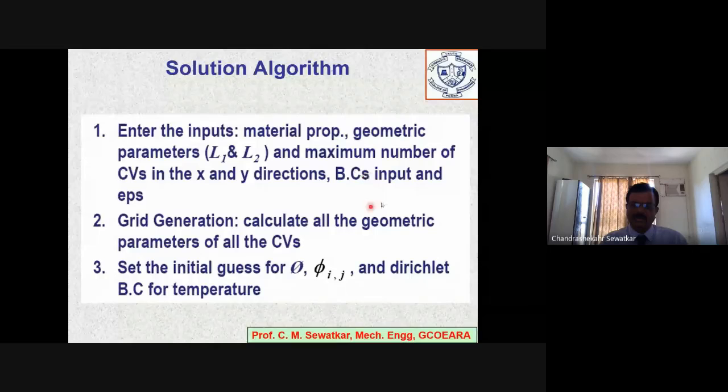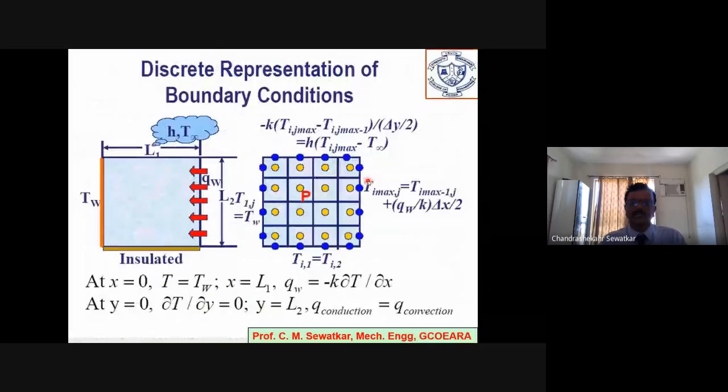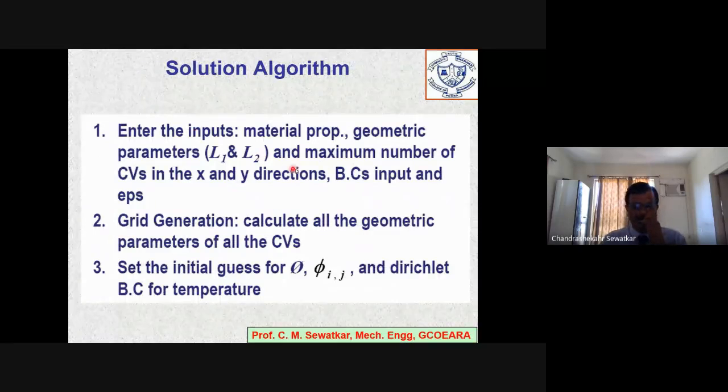I'm not saying the actual boundary condition. Boundary conditions input, I mean to say you need to input the value of H, the heat transfer coefficient, and T infinity. So these are my boundary conditions input, and I need to also give epsilon. I will come back to this point, what is epsilon, as I go ahead with the explanation of the solution algorithm.